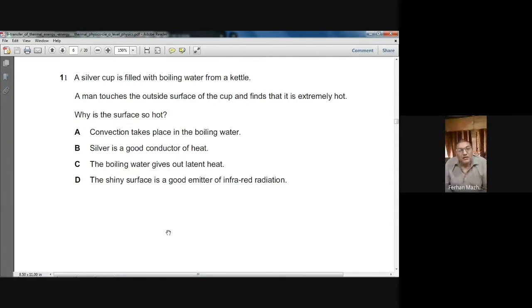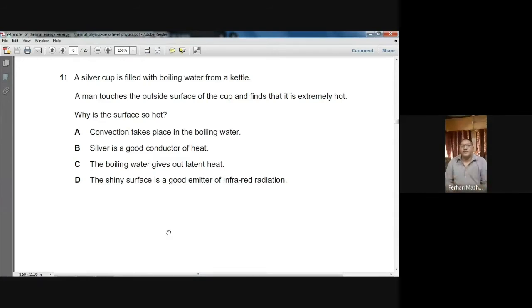Silver is a metal. And inside the cup, you have put some boiling water. Because silver is a very good conductor of heat, the thermal energy from the inner surface of the cup will reach the outer surface through conduction. So when you touch it, it will be extremely hot. This is happening due to conduction.